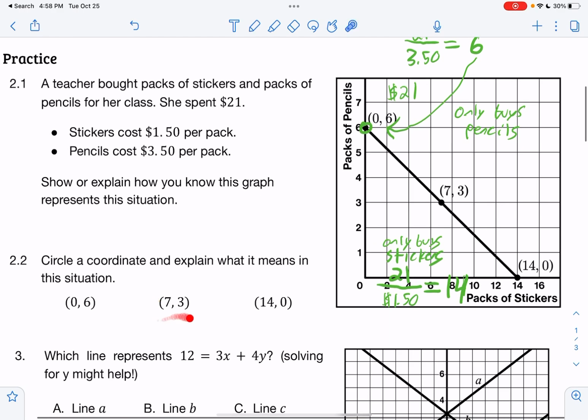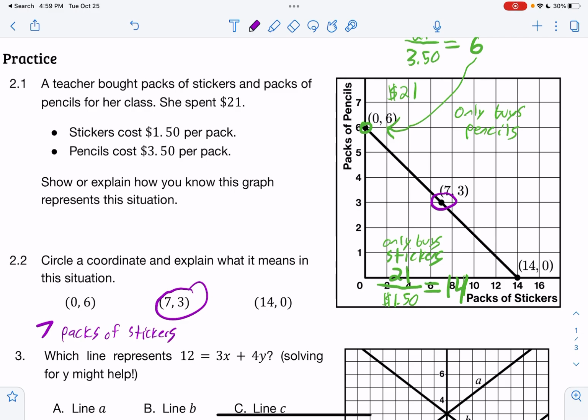Okay, so the next thing it says is circle a coordinate and explain what it means. We've talked about a few of these, so I'll choose this point. Here we see that we have an x value of 7, a y value of 3. So remember what x means in this case is packs of stickers. So we'd have 7 packs of stickers and 3 packs of pencils. And we can think about the one last thing, what is that result? That leads us to spending $21. That's what this line represents right here. This is the total amount of money that we spent.